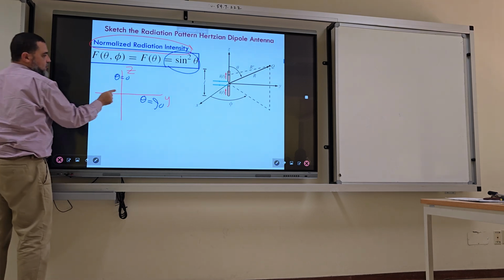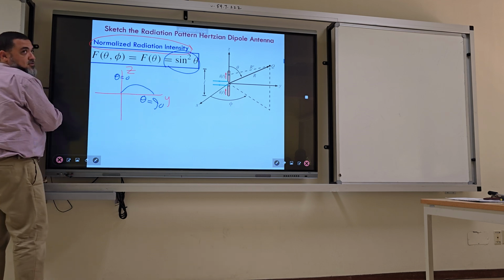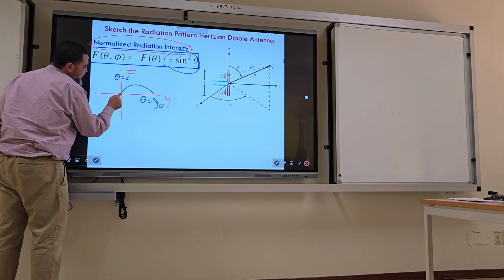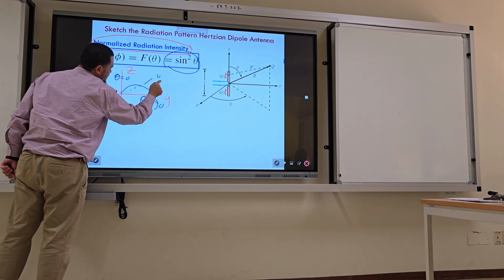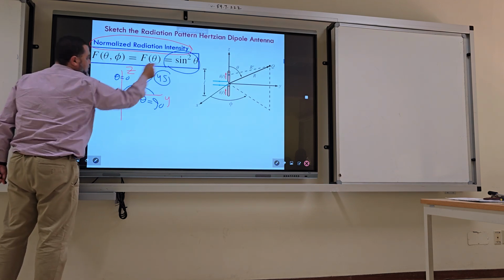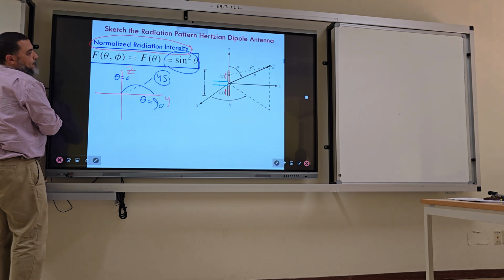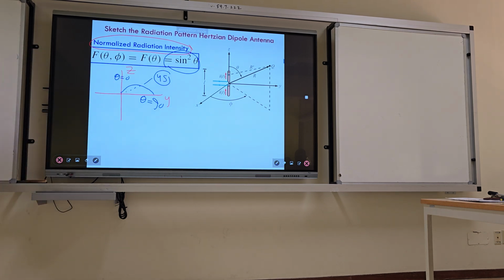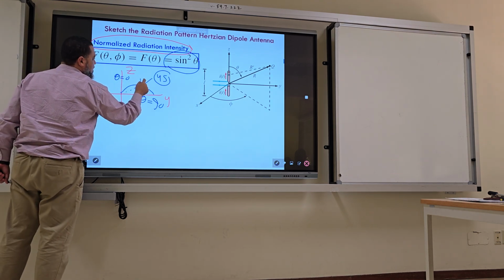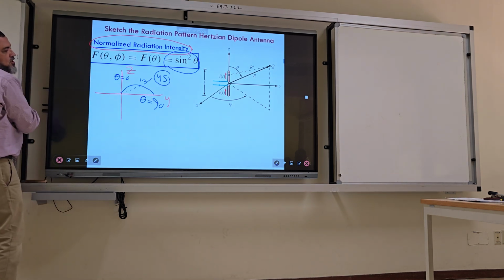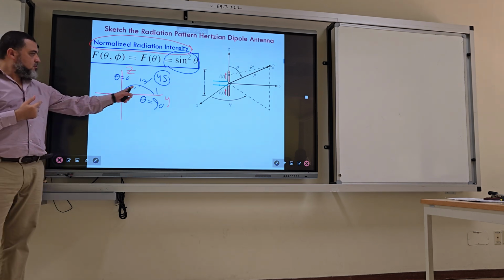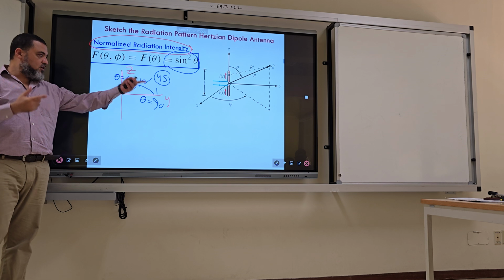From 0 to 1. You will draw something like this. This is assuming we have 45 degrees here. So at 45 degrees, what is the value of this function? 1/2, right? So here we have 1/2. At 90 degrees, what is the value of this function? 1. So here we have 1. You can do it the way you like.